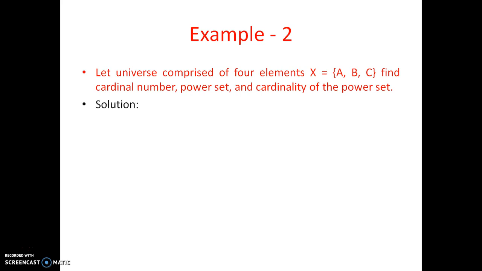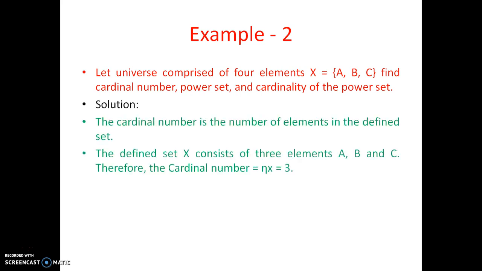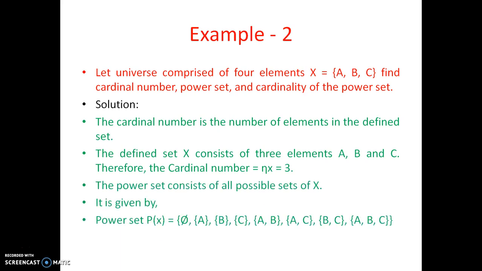And let us see how we need to write it in a systematic manner. This is the cardinal number. So there are 3 elements, so η(X) is 3. These are the power sets, phi and all these things, and then the cardinality of the power set is given like this. It is 2 power η(X), which is equal to 8. So these are the examples. So in this class we have discussed what are classical sets, what are the choices of universe of discourse, and then what is meant by cardinal number, what is meant by power set, and what is the cardinality of the power set. So all these things we have discussed in this class.